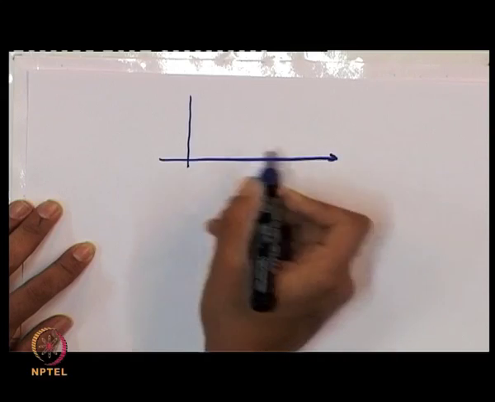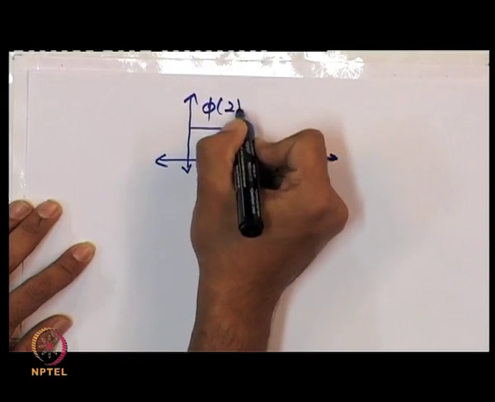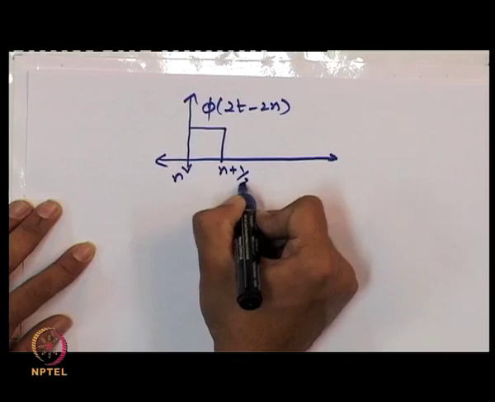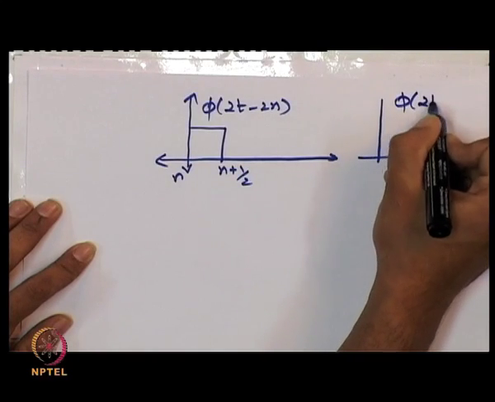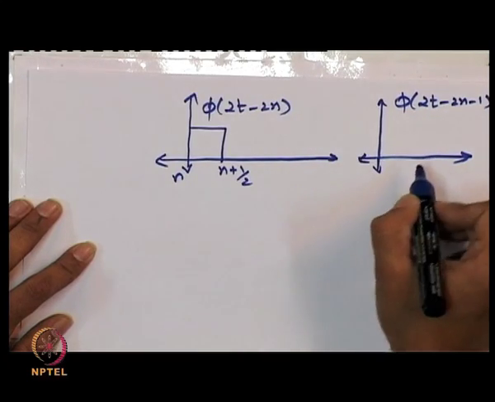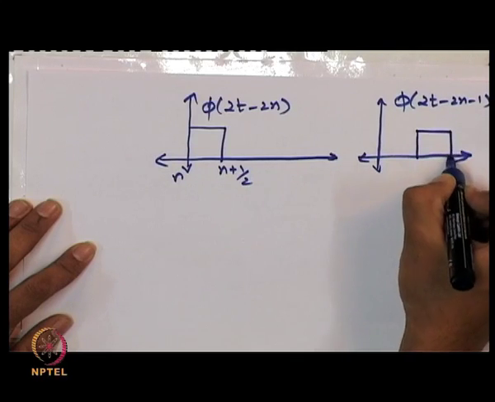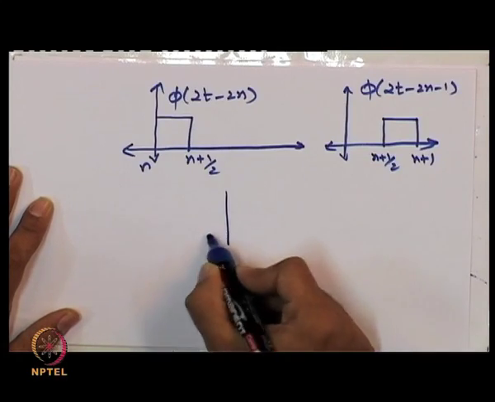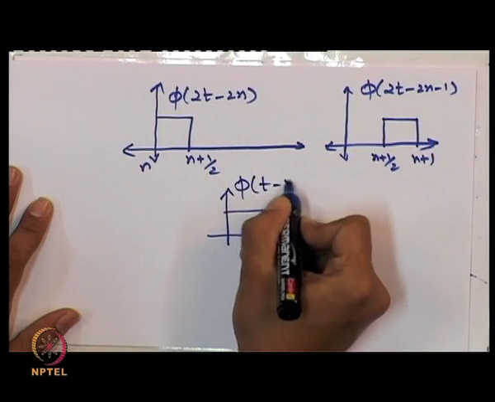The phi t will look like this. Phi 2t minus 2n into n plus 1 by 2. Now let us plot phi 2t minus 2n minus 1. If you derive analytically, then it will be from n plus 1 by 2 to n plus 1. This is nothing but phi t minus n.